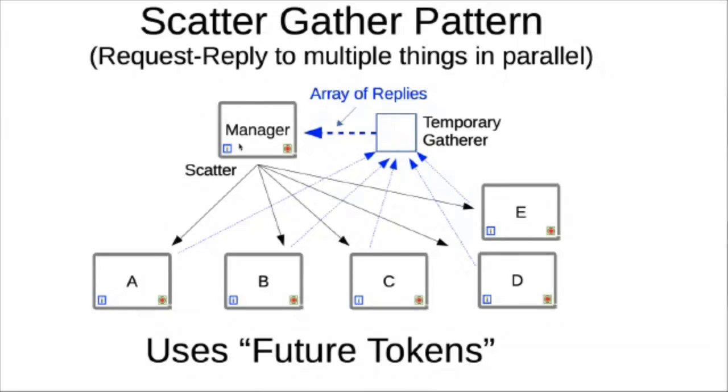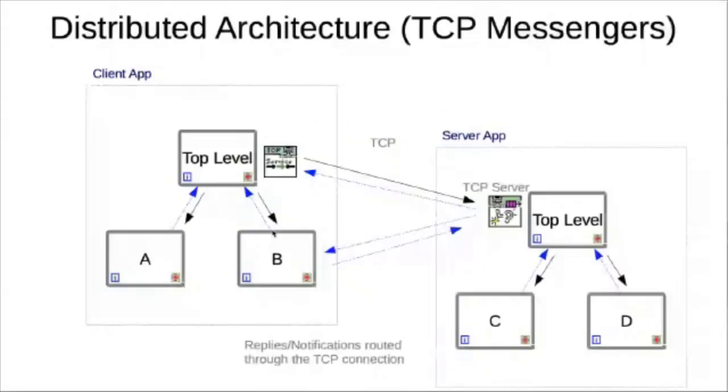One last thing I want to talk about, because it's kind of interesting, a little more complicated, is a distributed architecture where you might have more than one application that interact with each other, perhaps on different computers or perhaps on the same computer. Here's an example of the structure where you have a client application and a server application, and they use TCP messengers, client and server, to connect together. Once they do that, because the TCP communication method understands replies and notifications, you can actually treat it as if the server was a branch of your client. All the replies and notifications are routed back through the TCP connection. So it makes doing a distributed architecture quite easy.